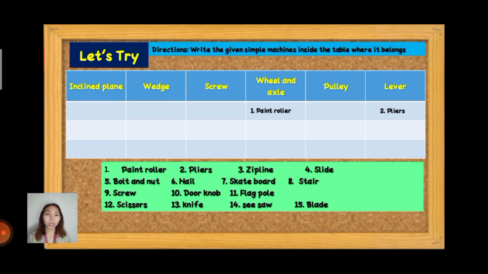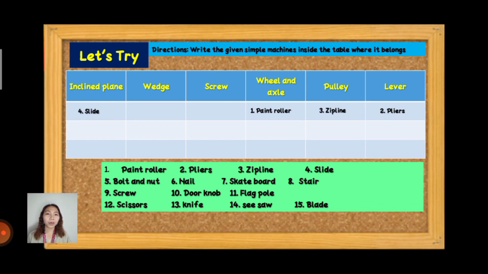No, example na siya. Okay, number 3, zip line. Very good. Naa na siya sa pulley. So, example na siya sa multiple movable pulley. Okay, number 4, slide. Very good. Nabilong na siya sa inclined plane.